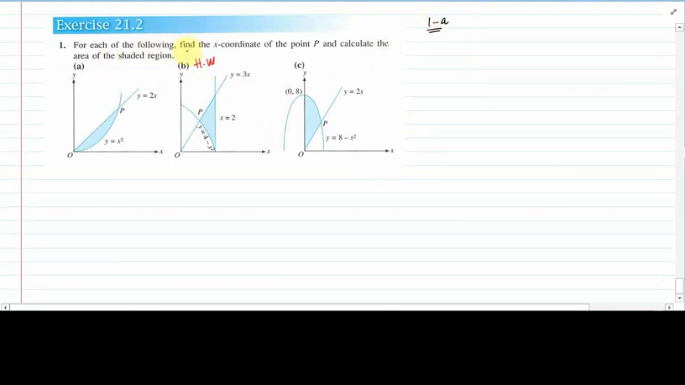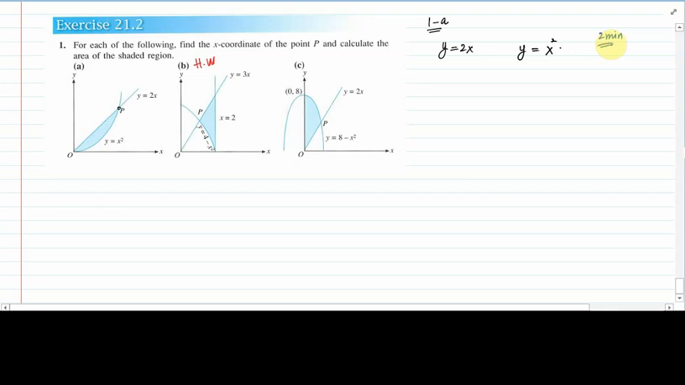For each of the following, find the x coordinate of the point P. So you need to find out the x coordinate here and calculate the area of the shaded region. So for P, we have two equations, y equals 2x and y equals x squared. So what do you need to do? You need to find out the value of P by the concept of simultaneous equations we have done in the previous part. So give it a try first. You have a time of 2 minutes, and then I will explain.